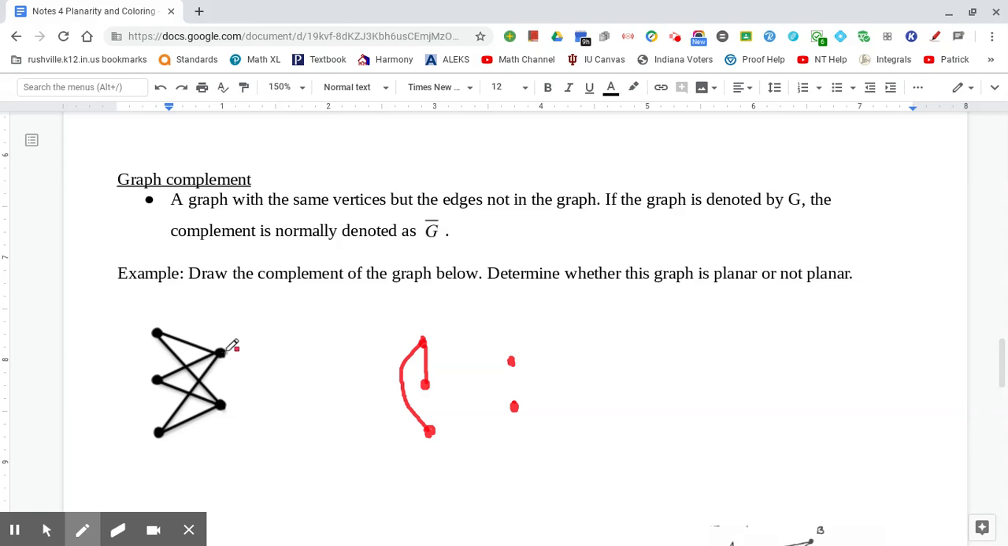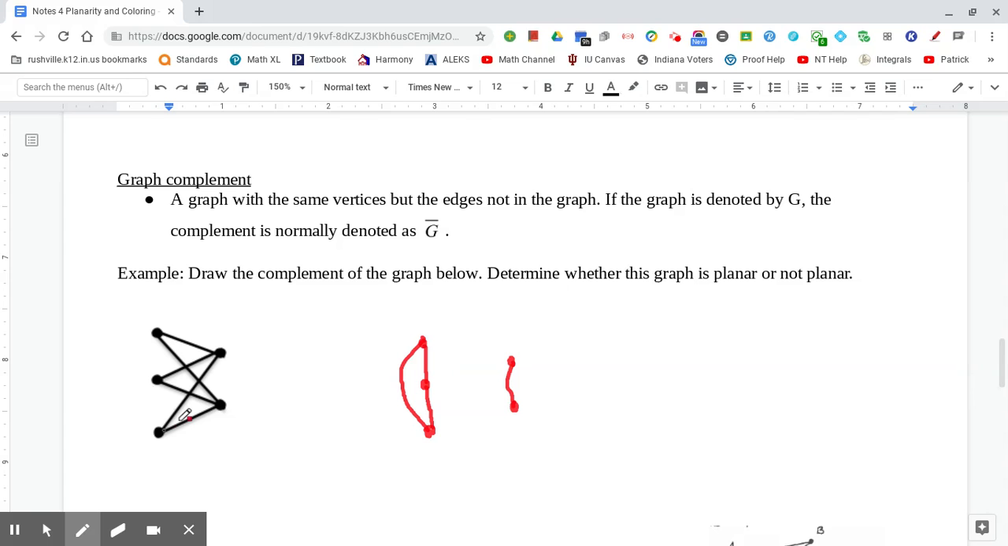All right, for this vertex, it wasn't adjacent to this one. So that means I'm going to now over here in the complement draw in an edge connecting those two. This one was adjacent to these two, so it's going to be adjacent now to this one. It already is, and this one.